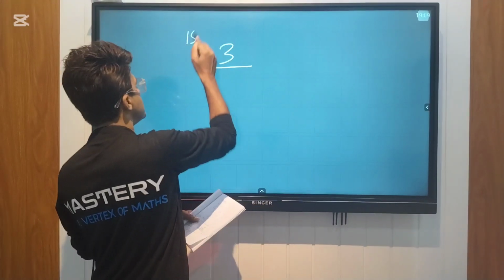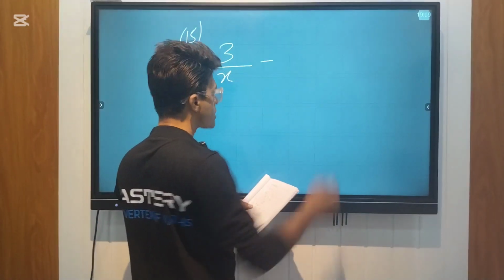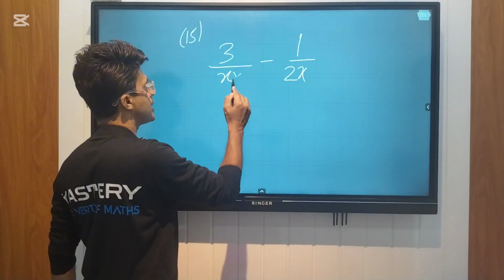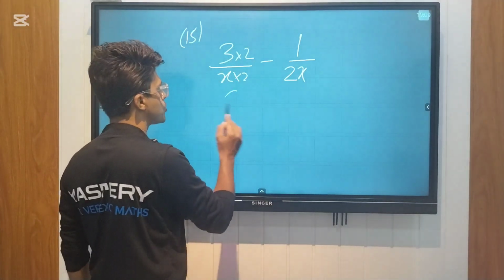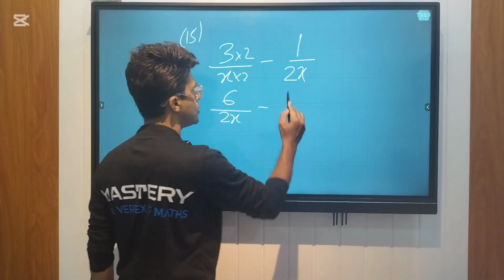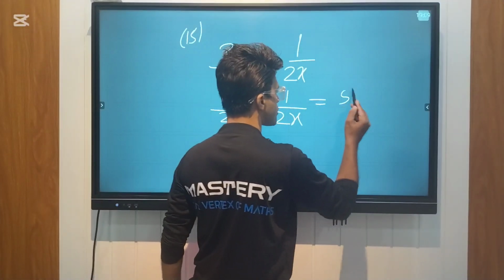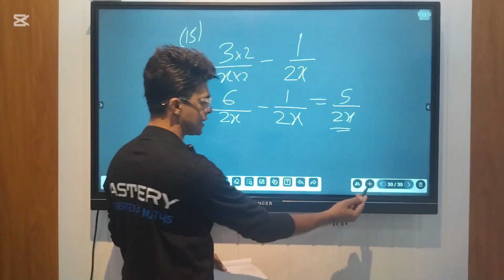Simplify the 15th question: 3 over x minus 1 over 2x. How do we do this? You need to make the denominators equal. Multiply by 2 on both sides: 3 times 2 is 6, and 2 times x is 2x. Then 1 over 2x. 6 minus 1 is 5. Then 5 over 2x is the answer. This question is really very easy.